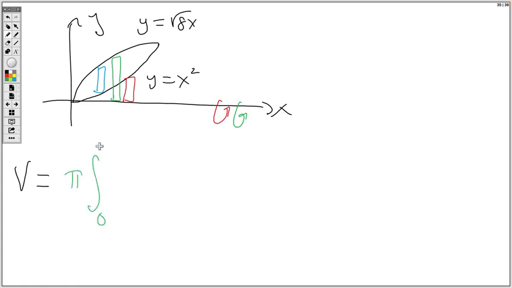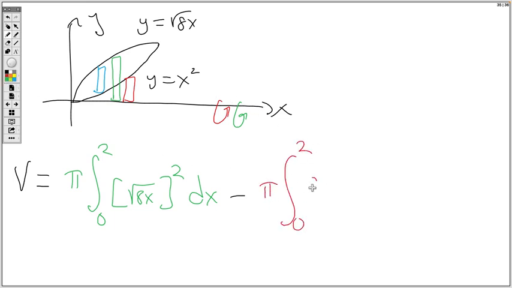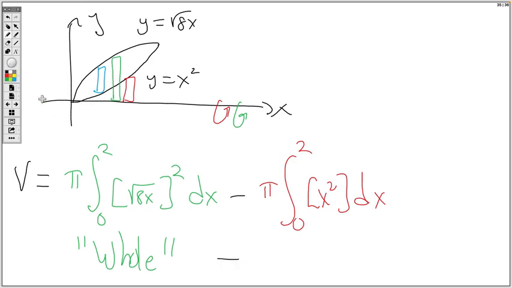You follow? So my volume is going to be pi times the integral from 0 to 2 of root 8x squared dx minus pi times the integral from 0 to 2 of x squared dx. So this would be what we were calling the whole volume minus the whole volume. Make sense or not? You see what's happening there geometrically?